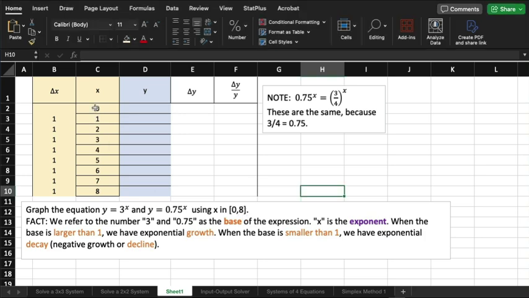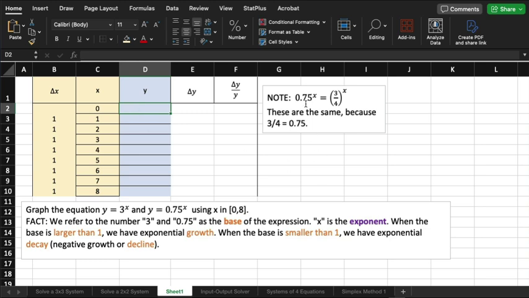As you can see in our table, we've identified our x values here in column C. X starts at 0 and ends at 8, and I'm just going to hit all of the integer values in between those two values. Also, as you can see in column B, our delta x's are constant. So we're going to get to see what the exponential growth pattern or the exponential decay rate is over here in column F. We're going to get that as a bonus in addition to just graphing.